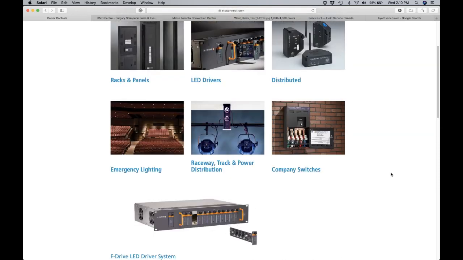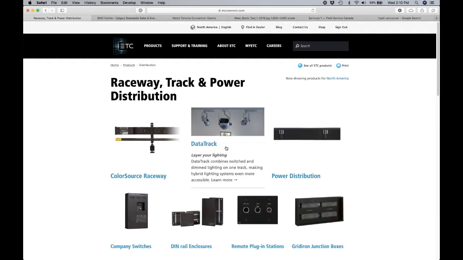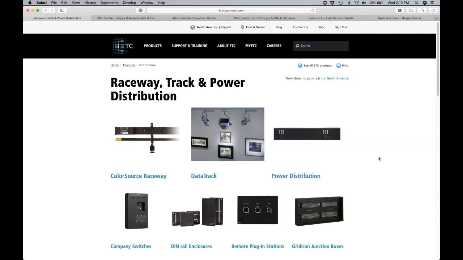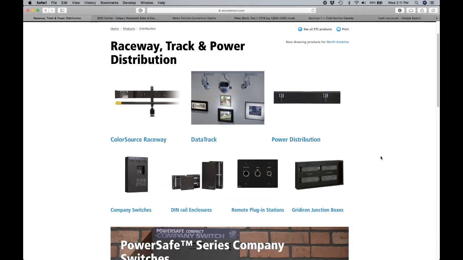We also do main power distribution for either small load distribution where multi-circuits are on raceways on plug-in strips, outlet boxes throughout the venue, distributed track, and architectural track as well. So ETC's offering of power distribution specifically, not necessarily just for lighting, is quite deep.